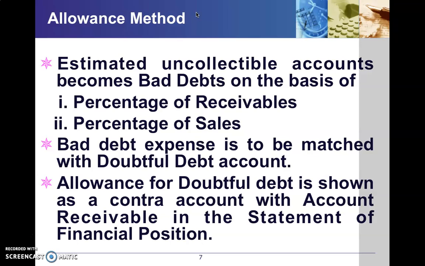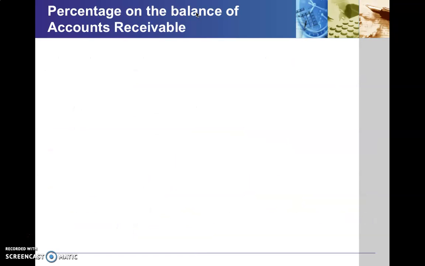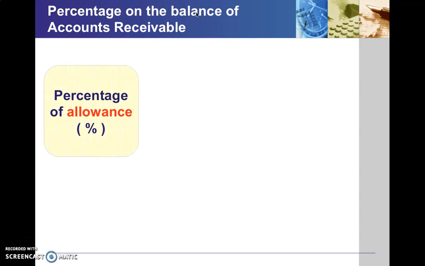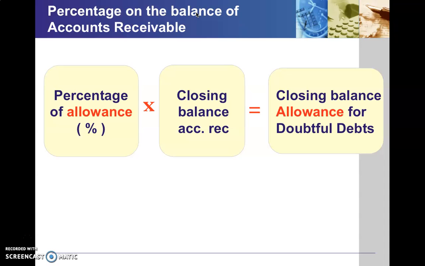In this method, estimated uncollectible accounts become bad debts on the basis of percentage of receivables or percentage of sales. Bad debt expense is to be matched with the allowance for doubtful debt account. Allowance for doubtful debt is shown as a contra account with accounts receivable in the statement of financial position. First, percentage on the balance of accounts receivable. Percentage of allowance multiplied by closing balance of accounts receivable equals the closing balance of allowance for doubtful debt.